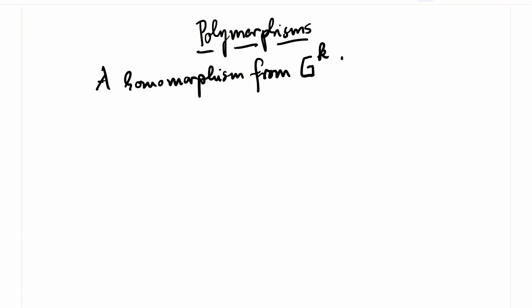A polymorphism of a given digraph is a homomorphism from a finite direct power of the graph back into the graph. Slowly, a homomorphism from, let's call our graph G, a homomorphism from G to the k to G is called a polymorphism.